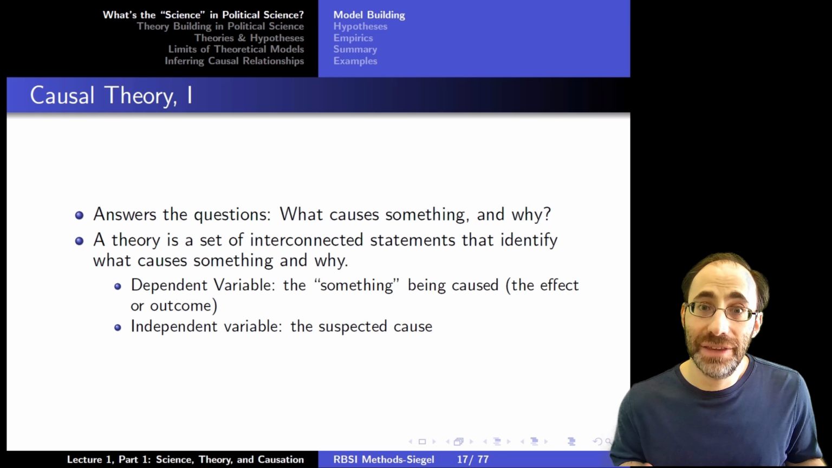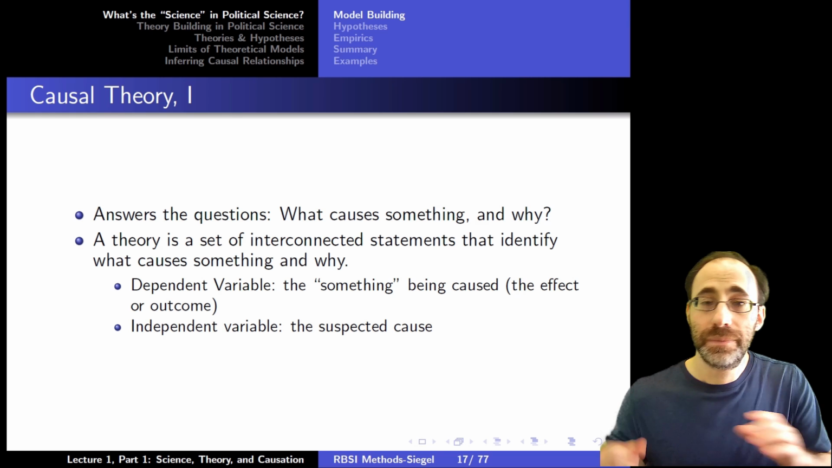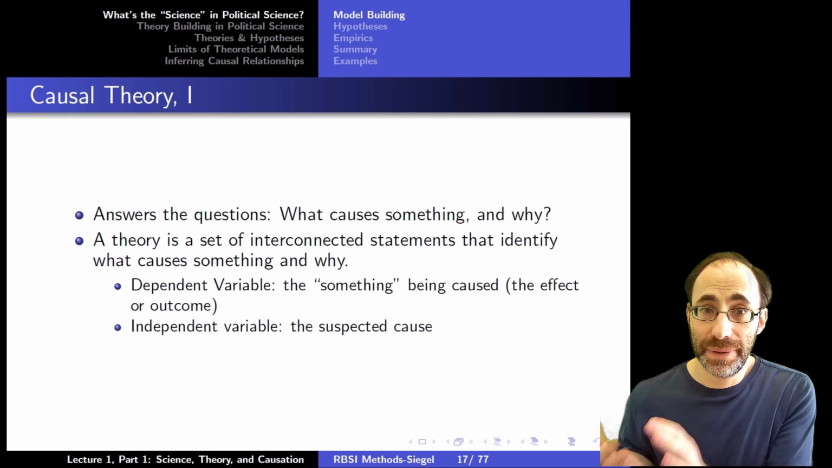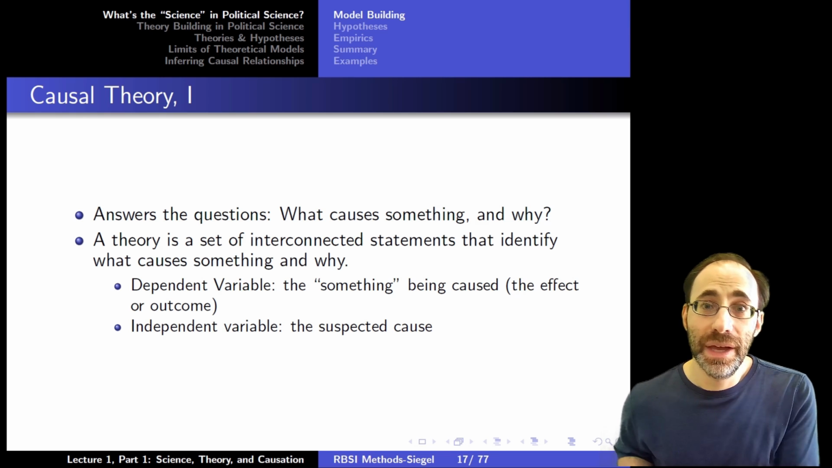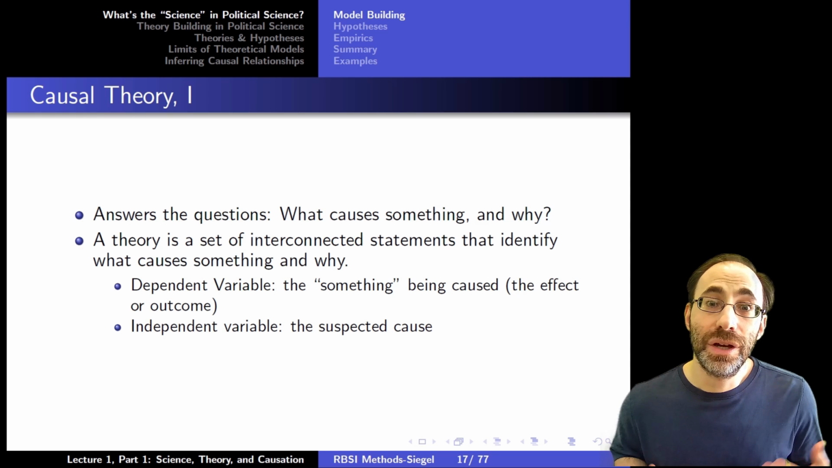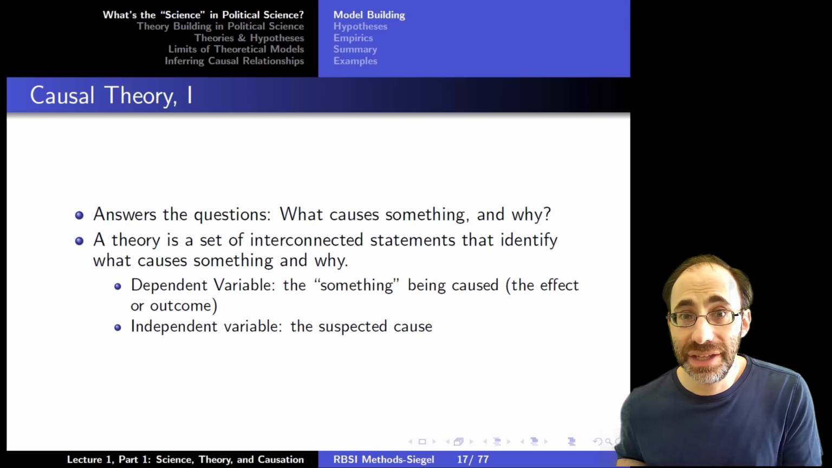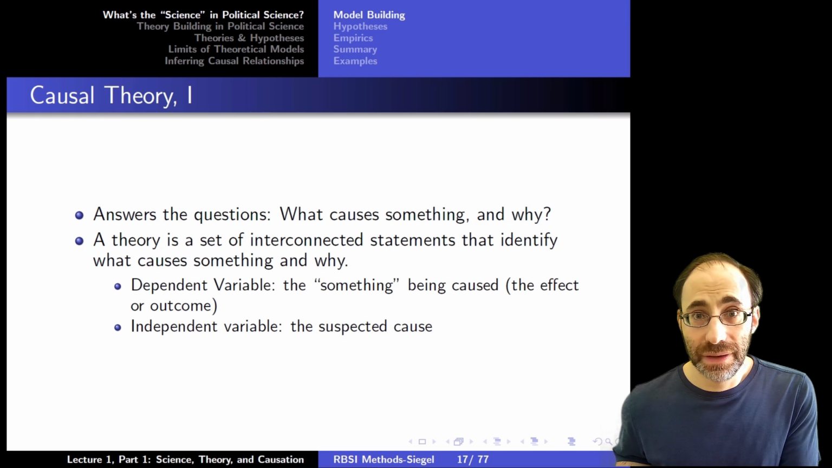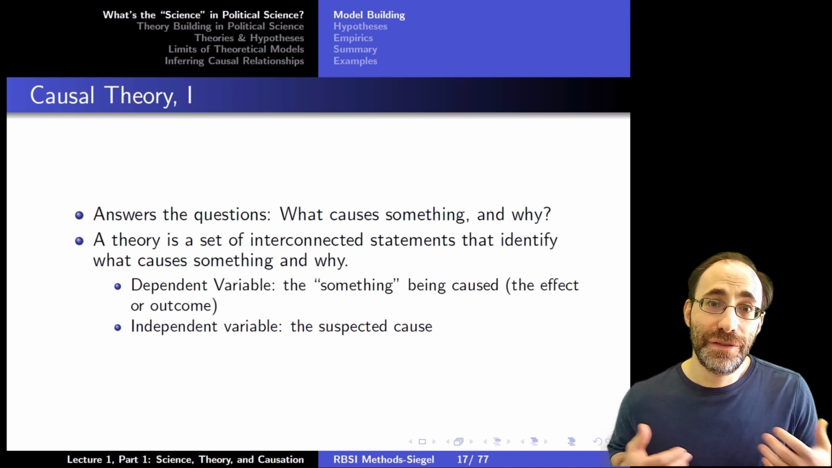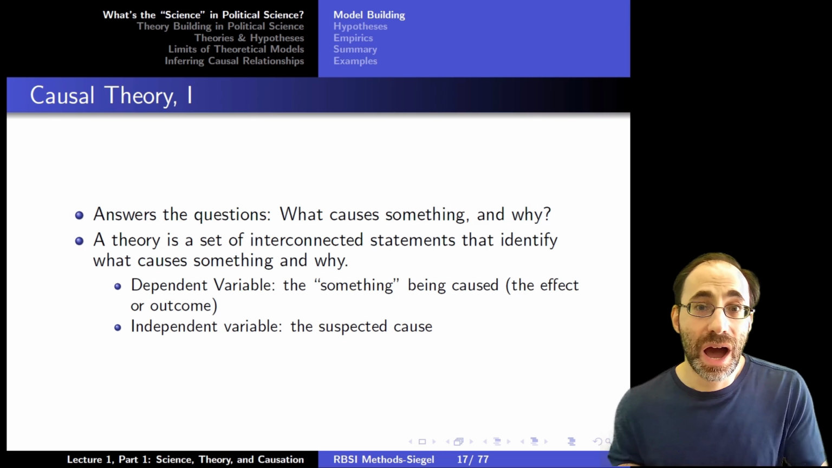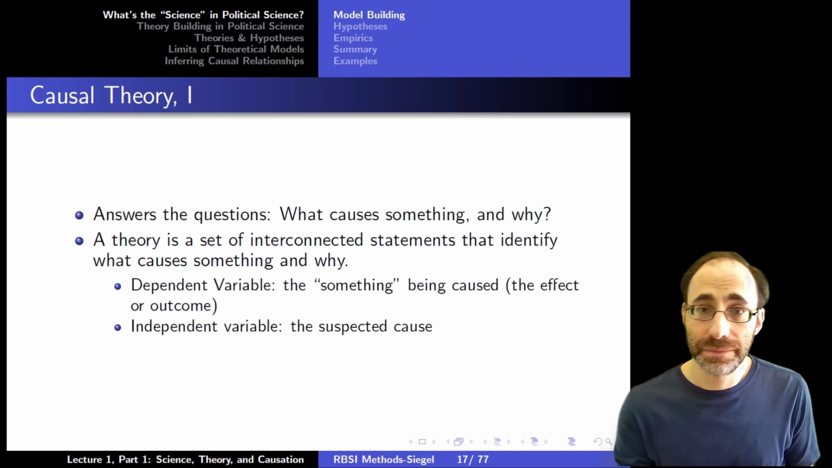Here there are two components, the A and the B, or the X and the Y. Y is the dependent variable. B or Y here is the dependent variable. It's the thing we're trying to explain. It's the something being caused. It's an effect, it's an outcome. In the examples I gave before, it might have been voting turnout or the poverty rate. These are outcomes, these are effects, these are the things we're trying to explain. They're the things that are dependent on other stuff.